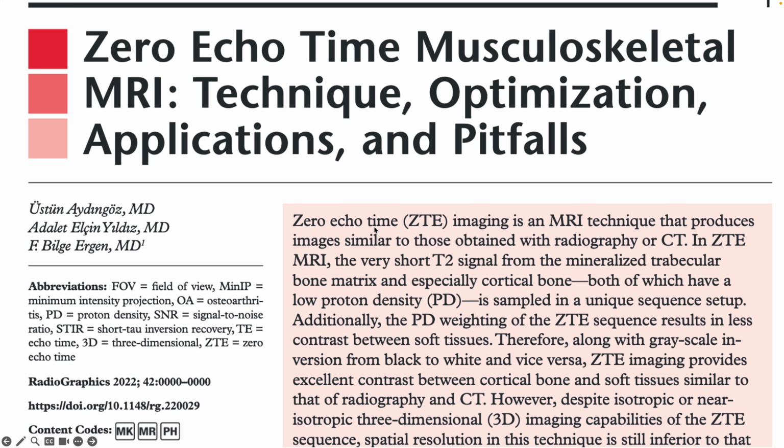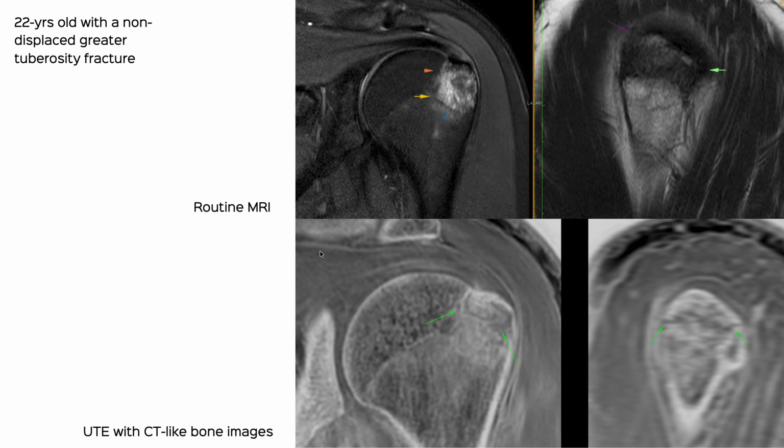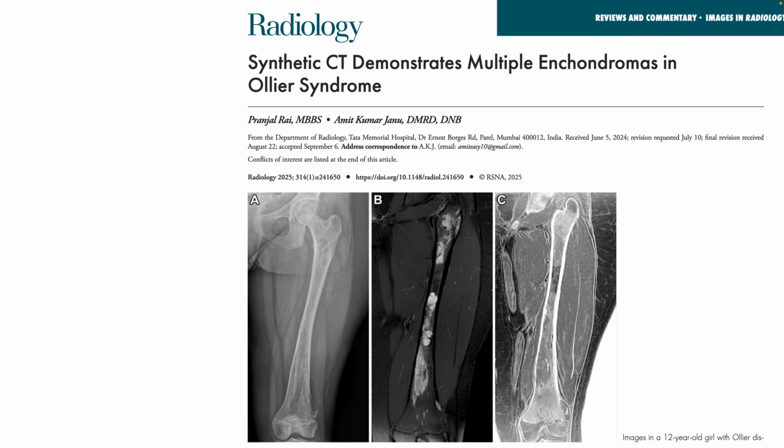So one of the first major papers that came out was the Radiographics paper that just showed examples of different bones in the body where the authors had used predominantly zero echo time but also ultra short echo time, or UTE. And I remember a couple of years ago, or maybe last year, we had this patient, a non-displaced greater tuberosity fracture, beautifully visualized on the UTE image. So you get CT like bone images.